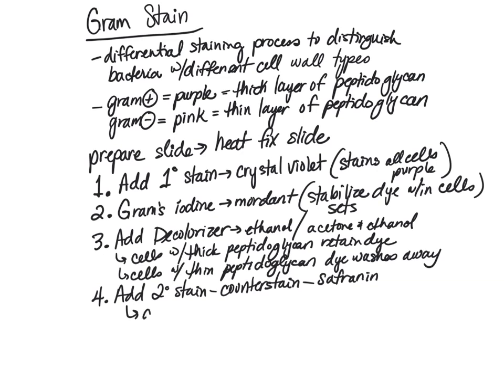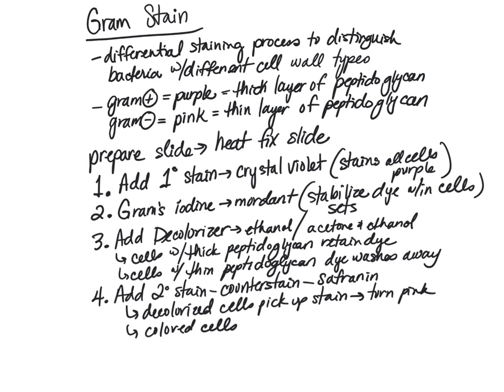So all of the decolorized cells pick up the stain and turn pink, because the safranin is a kind of deep red color. Now the colored cells from previously, so those that were not decolorized, do pick up some of the pink, but you can't tell because there's so much purple. So they still have that purple from the crystal violet, even though some safranin may attach to it. It's not really noticeable, so they stay that really dark purple.